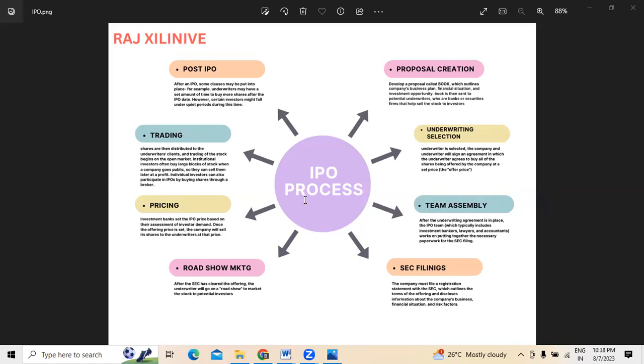Now, in this IPO process, the first one is called proposal creation. Normally, this proposal creation is called a book in investment banking terminology. You can write it down.